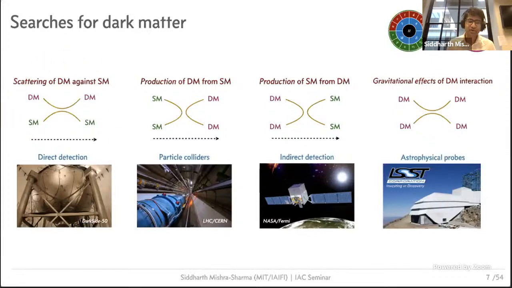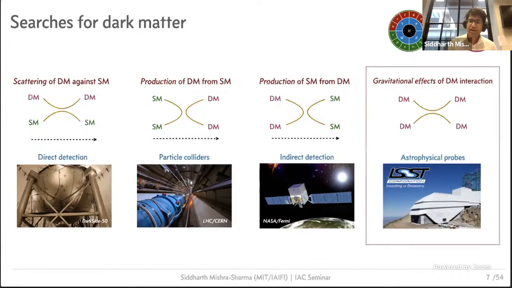For example, based on scattering of dark matter against standard model particles, direct detection, production of dark matter in colliders, annihilation or decay of dark matter into visible products in the sky. And finally, astrophysical probes, which is somewhat newer and will be the focus of my talk. And the idea here is to use purely gravitational effects to infer the macroscopic distribution of dark matter, and then use that to backtrack and say something about the particle physics properties or the microphysics of dark matter.